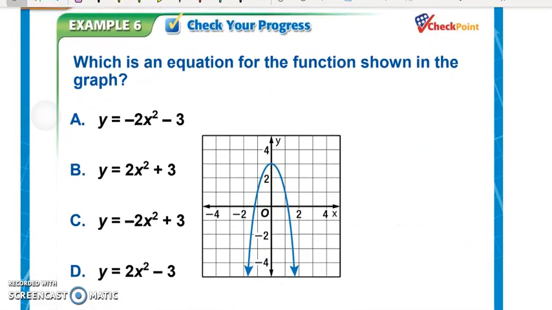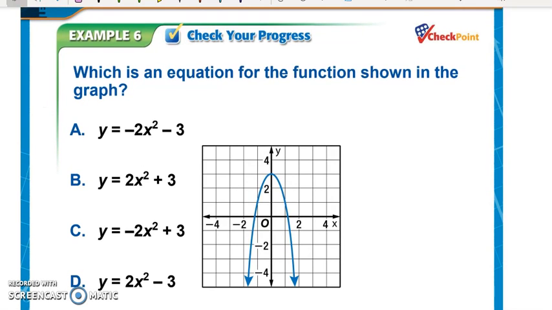Okay, try this one. Pause the video, see if you can do it, and then come back. So the answer to this one is it's reflected. Because it's reflected, the a is not going to be positive. So B and D are crossed off. And then from the origin, this one goes up 3, that would go with a plus 3. So C has to be the one.